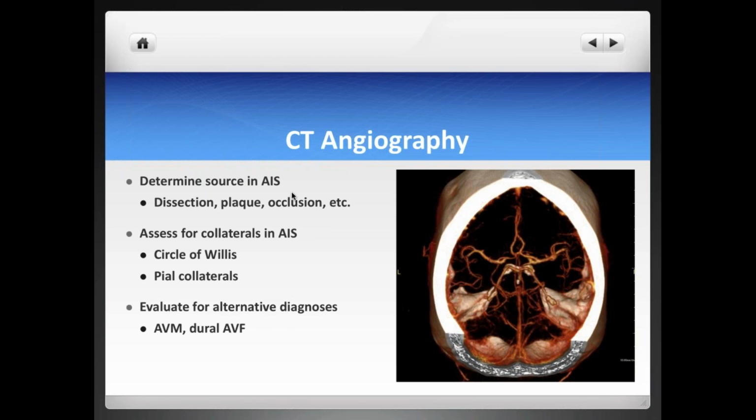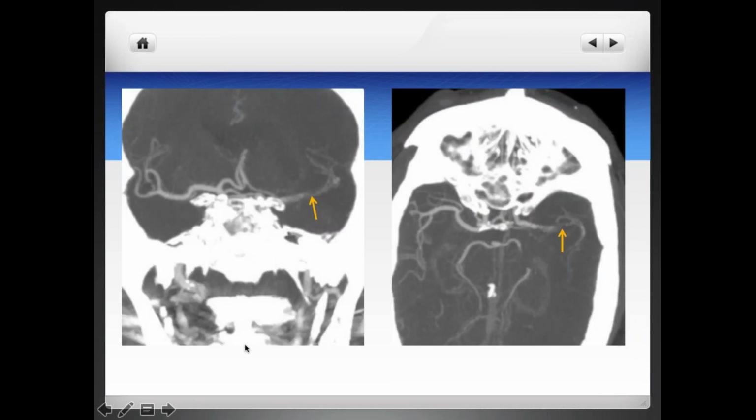But not only is the CTA important for determining the source of the ischemic stroke, but it's also going to be important to determine collaterals. Collaterals are very important because we know that patients with good collaterals tend to have much better outcomes than patients with poor collaterals. And finally, of course, CTA is going to help you evaluate for alternative diagnosis. Let's take a look at a few examples here.